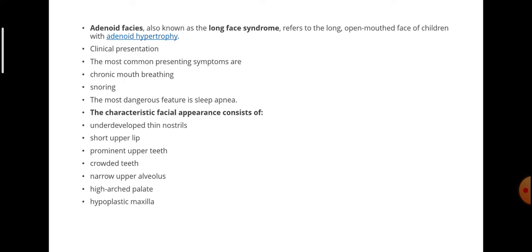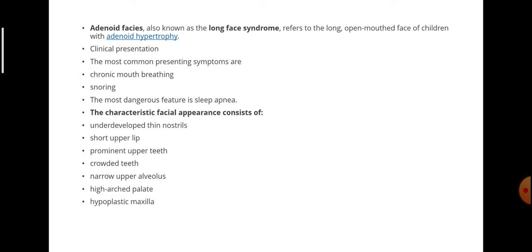And the clinical presentation includes the most common presenting symptoms of chronic mouth breathing, snoring, the most dangerous feature of sleep apnea, and the characteristic facial appearance consisting of underdeveloped thin nostrils, short upper lip, prominent upper teeth, crowded teeth, narrow upper alveolus, high arched palate, and hypoplastic maxilla.